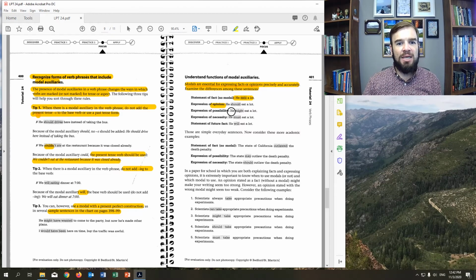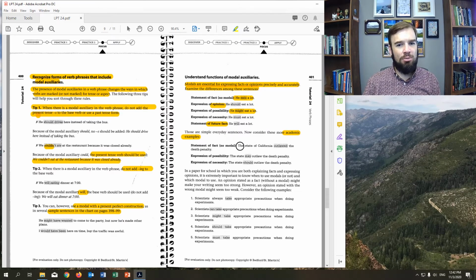The expression of possibility. He might eat a lot. Maybe he will. Maybe he won't. He might. The expression of necessity. He must eat a lot. Or I would also add, he has to eat a lot, right? Those are sort of like phrasal modals, right? Saying he must, no choice, he has to do it. Or a statement of future fact, he will eat a lot. Now these are simple everyday sentences. Let's look at some more academic, more complicated, more complex examples.